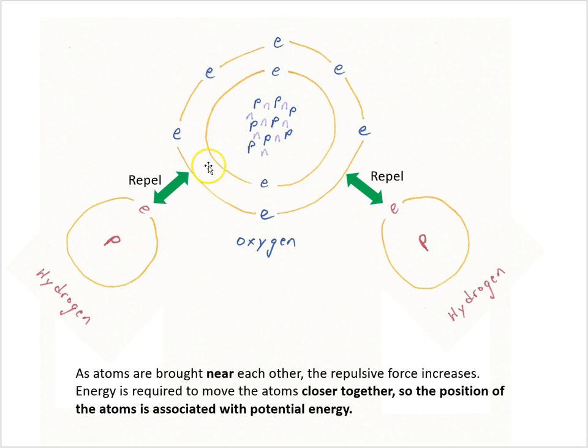To get the oxygen and the hydrogen to bond, we have to move that hydrogen atom closer and closer and closer to the oxygen atom. But notice, as you move the atom closer, the electrons in the hydrogen and the electrons in the outer shell of the oxygen are going to repel each other. They're both electrically or negatively charged. So that's going to be a repulsive force. So we're going to have to do work to get the atoms close enough together to make that chemical bond.